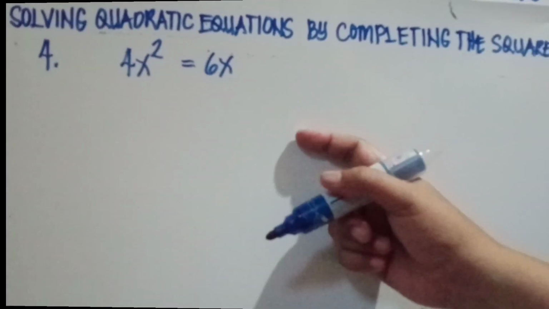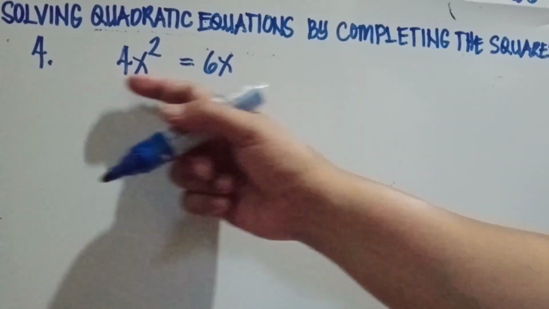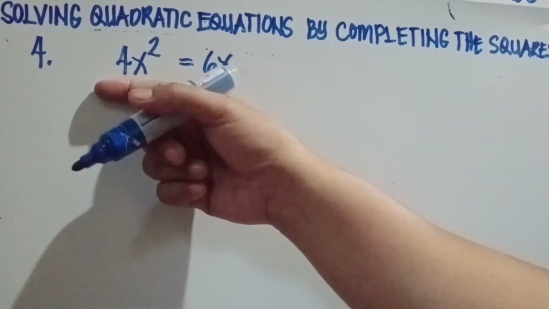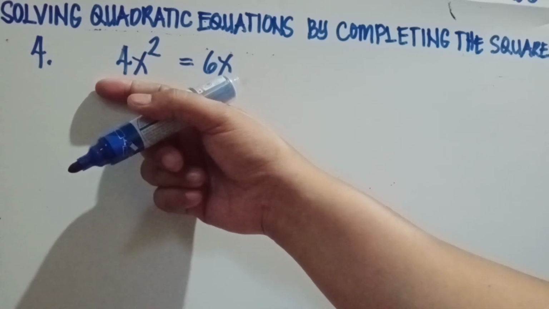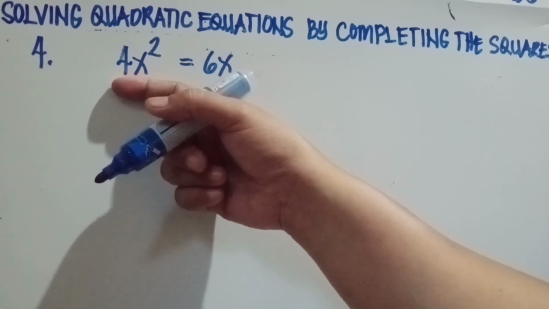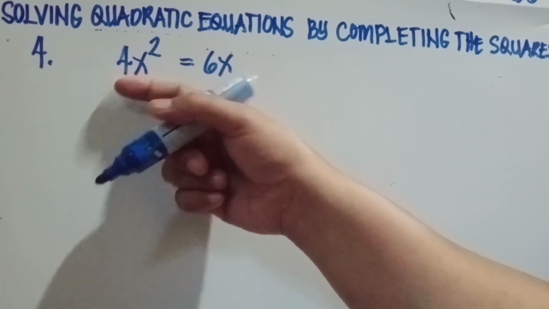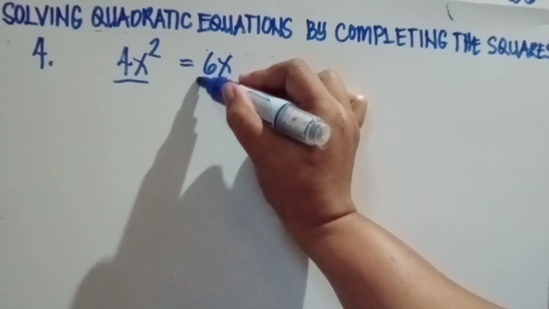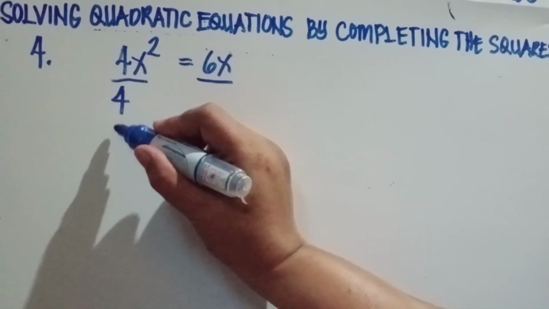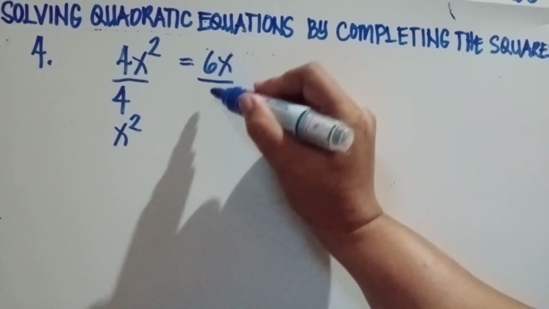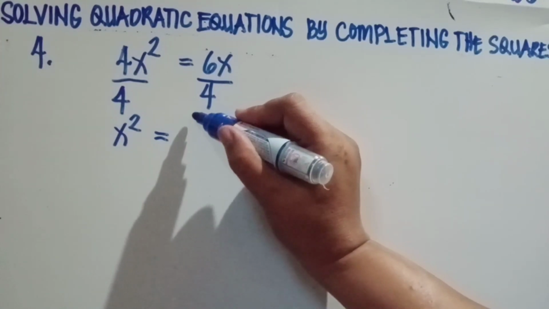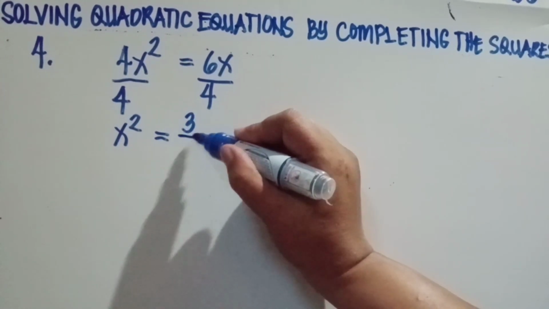Okay. Fourth example is 4x² = 6x. So, dito, the coefficient of x² is greater than 1. So, ang gagawin natin dito is divide both sides by the coefficient of x². So, divide natin yan by 4. So, 4 divided by 4 is x². Then, divide 6x by 4. So, this is now equal to 3 over 2.